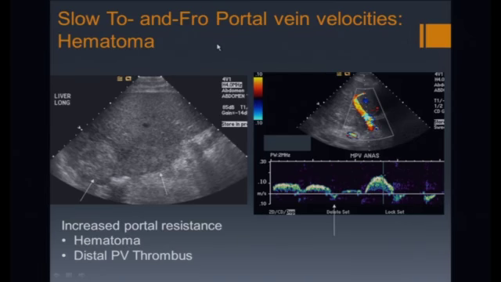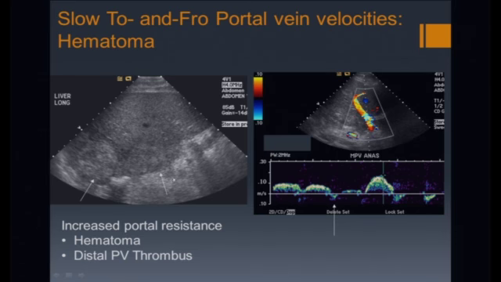Slow velocities in the portal vein are also abnormal. This patient here has what we call to-and-fro flow, in which flow is almost stagnant. You can see it's less than 0.1 meters per second, and you have slow forward flow and then a little bit of reverse flow and a little bit of forward flow. So the portal vein is almost stagnant and the blood is sort of sloshing back and forth with very little forward movement. This indicates high resistance to flow and may be caused by extrinsic compression.